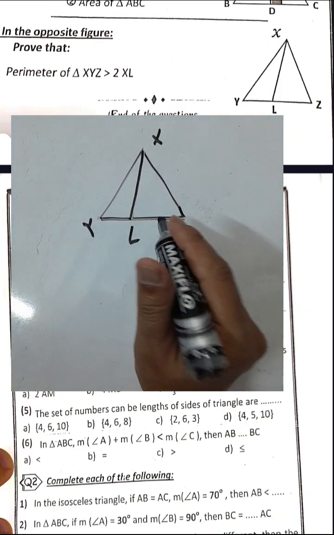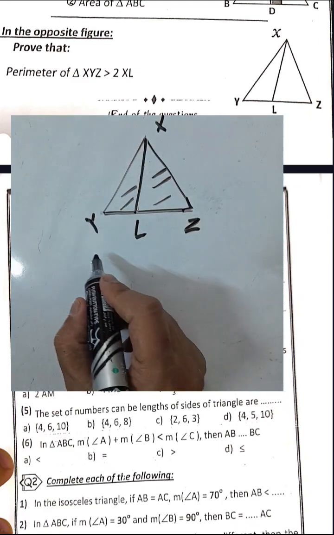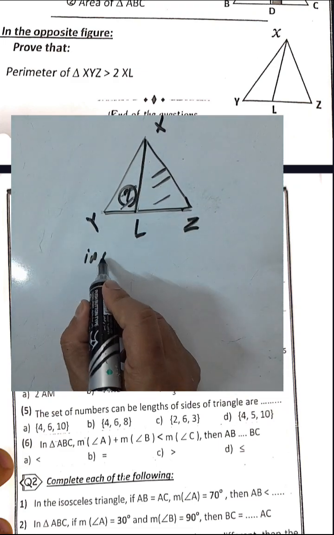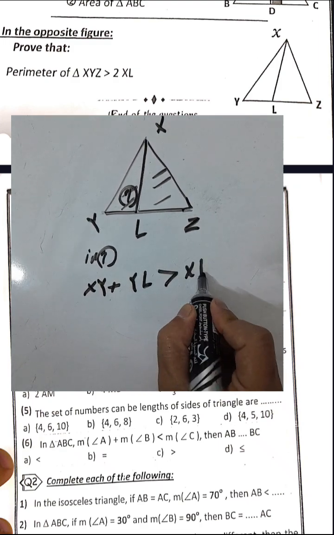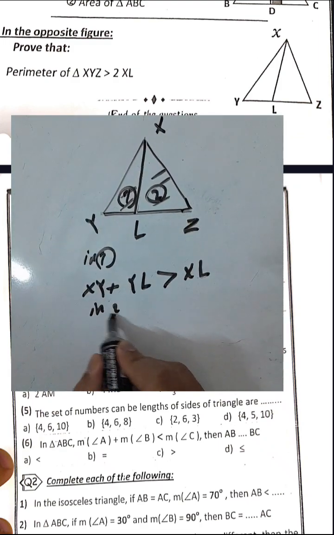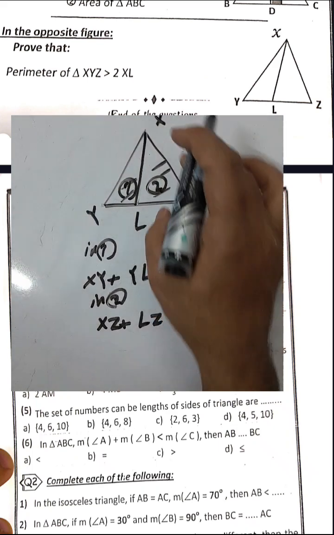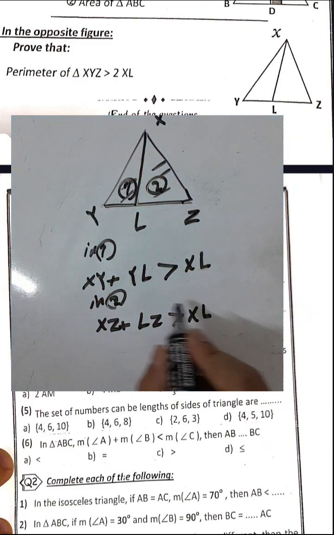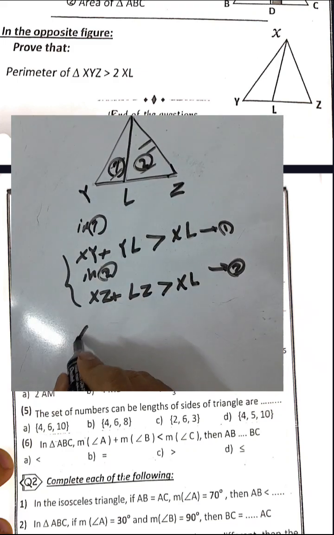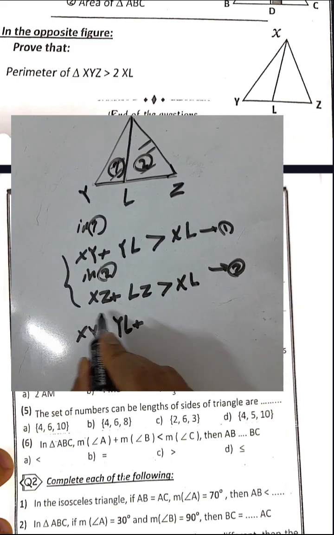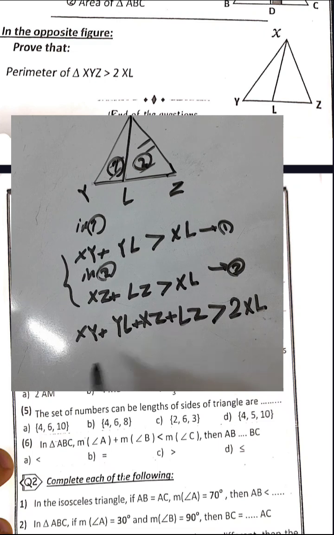Okay, you can find the perimeter of XYZ by writing two relations about the first triangle. In triangle number 1, we have XY plus YL greater than XL. And in triangle number 2, we have XZ plus LZ greater than XL, and we can add the two relations, relation 1 and relation number 2. XY plus YL plus XZ plus LZ is greater than XL plus XL, twice XL.